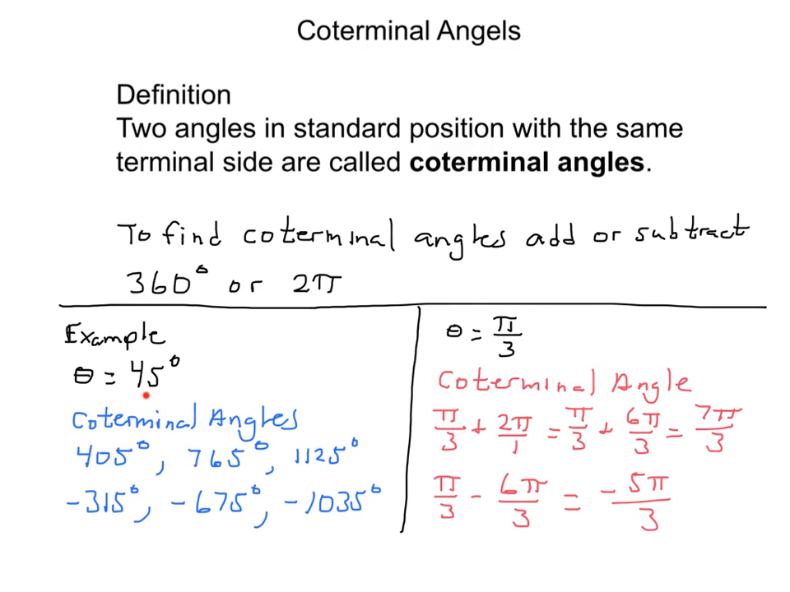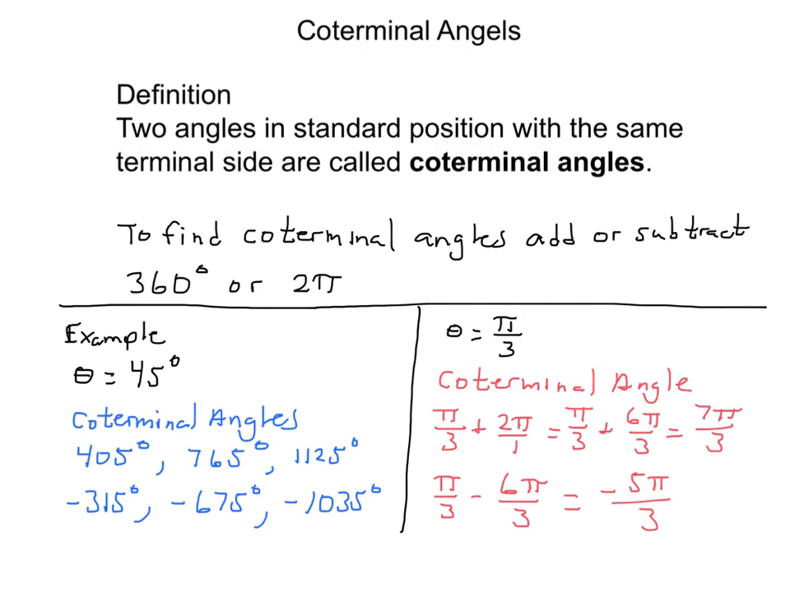So when I take 45 minus 360, I'm going to get negative 315 degrees. If I subtract another 360, I get negative 675 degrees. If I do it again, I get negative 1,035 degrees. And I can keep doing that as well. Every one of these angles here would be considered coterminal to 45 degrees.